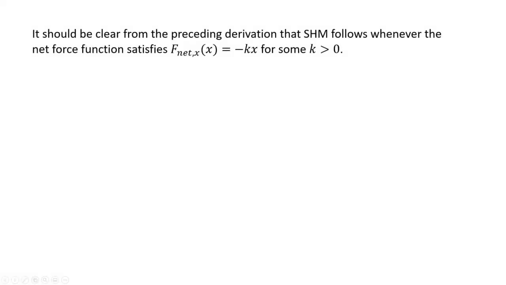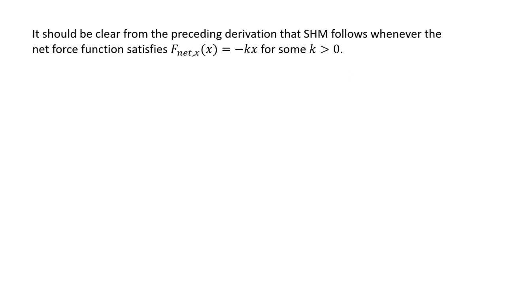It should be clear from the preceding derivation that whenever we have this kind of general setting, where some object can move in, say, x direction under the action of some net force, if that net force has that form, the same form from Hooke's law, minus kx for some k greater than 0, then the steps we followed in the derivation will be repeated. The exact same thing will happen. In the exact same way, we will arrive at the same simple harmonic motion differential equation. Which is why this is sometimes used as the definition of simple harmonic motion in some sources.